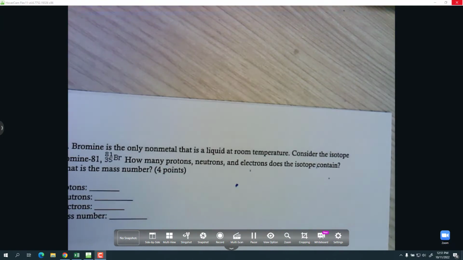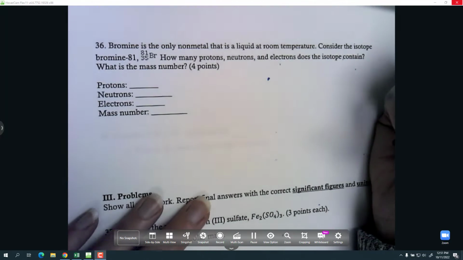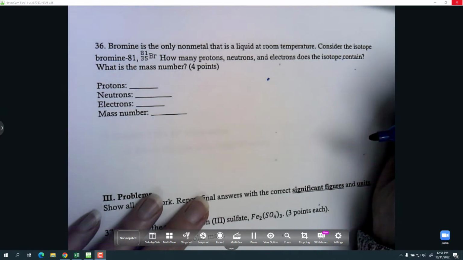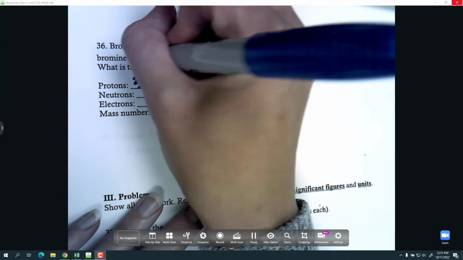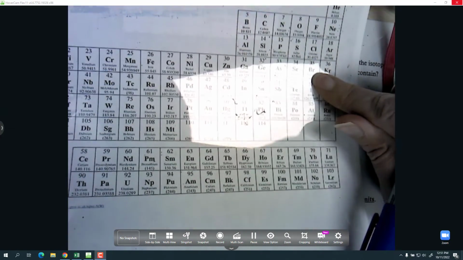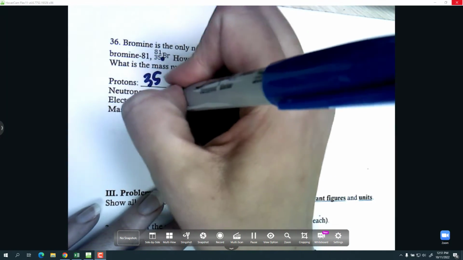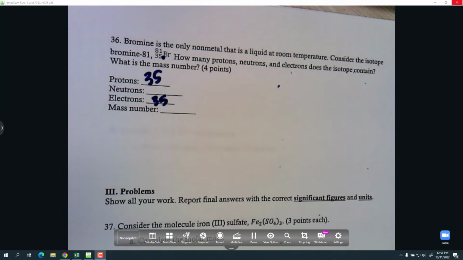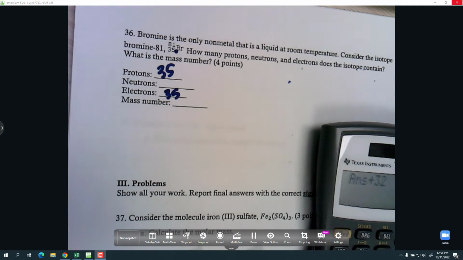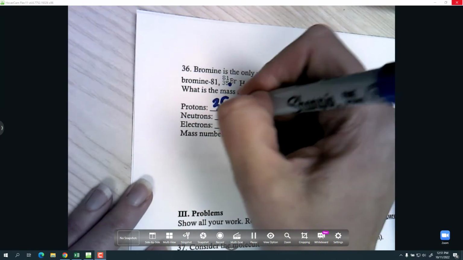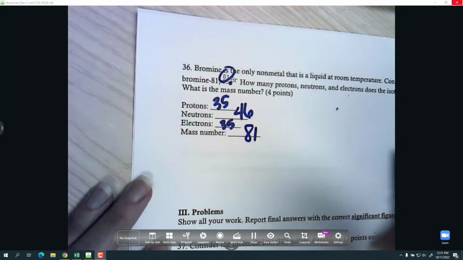Okay, moving on. Almost to the problems, the fun part. Bromine is the only nonmetal that is liquid at room temperature. It's an isotope. All right, how many protons? It has 35. I see that right down here. I also can look on the periodic table. Technological mess over here. 35 protons, always. This does not have a charge written by it, so it's the same number for the electrons. The neutrons is 81 minus 35, which is 46. I've got to make sure I check my math on these. The mass number is that one on top, 81.